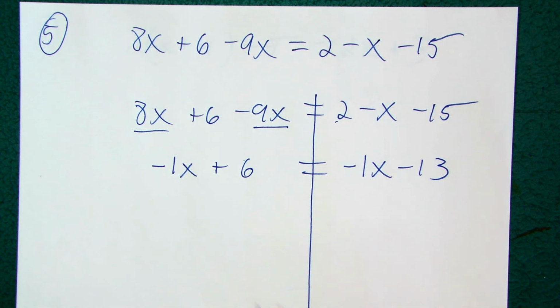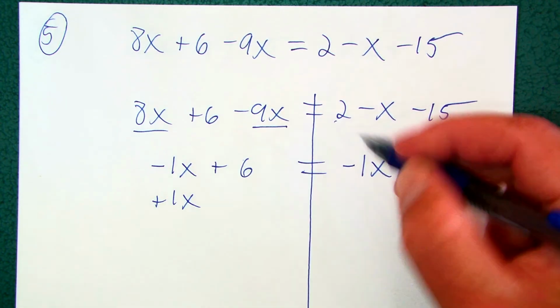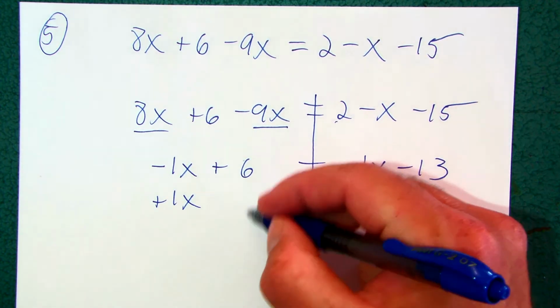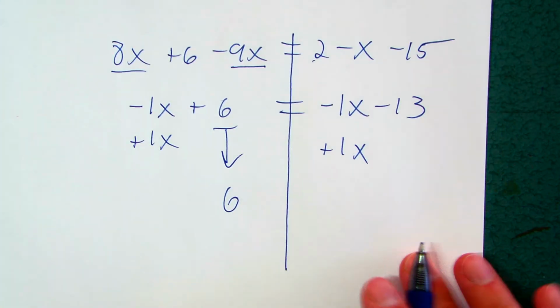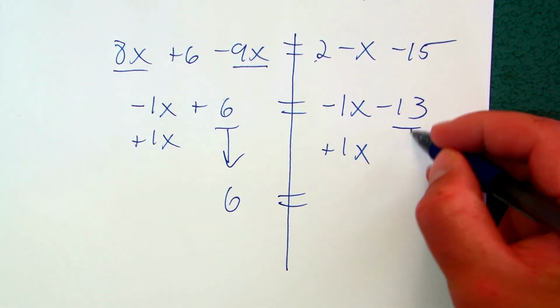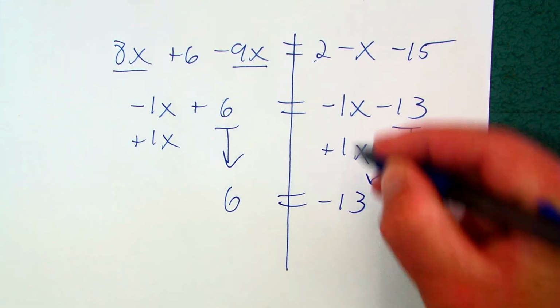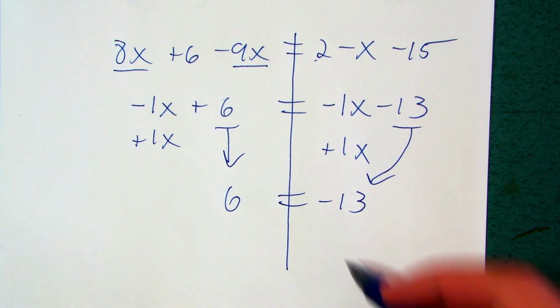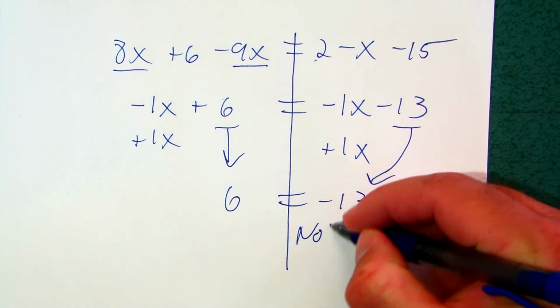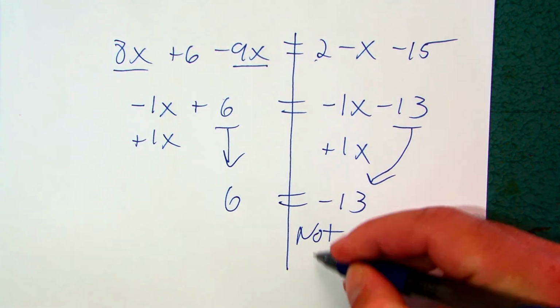So I'm going to add 1x to both sides. Here's what's going to happen. 6 is just going to drop down, equals negative 13, because negative 1 plus 1 is 0. Your x's are gone. There's no x's anymore. I get 6 equals negative 13. That is definitely not true. Or you could say false, whatever.